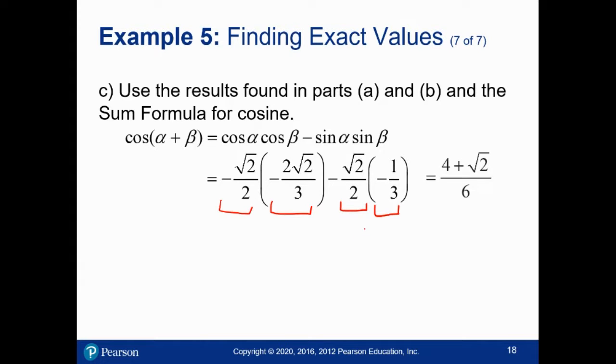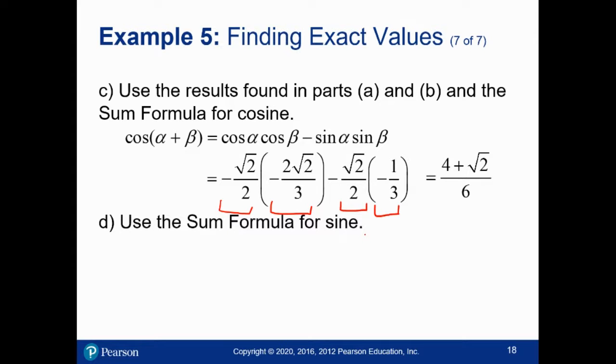Notice we have a common denominator of 6. And if you expand out that top and simplify everything, it's going to be 4 plus root 2 over 6. So even though we don't know the exact values for the angles, we do know that the cosine of alpha plus beta has to be exactly 4 plus root 2 over 6.